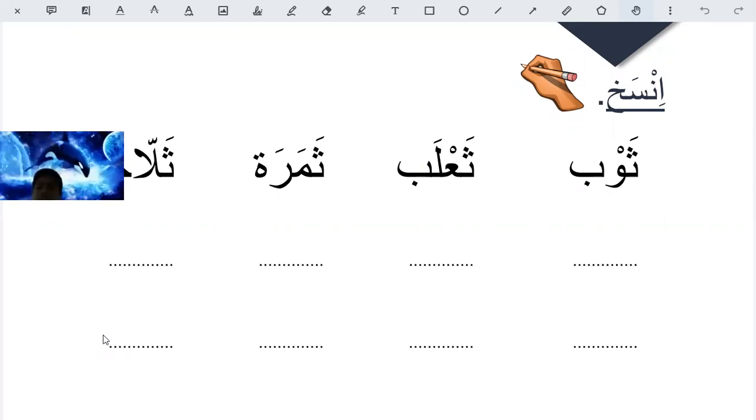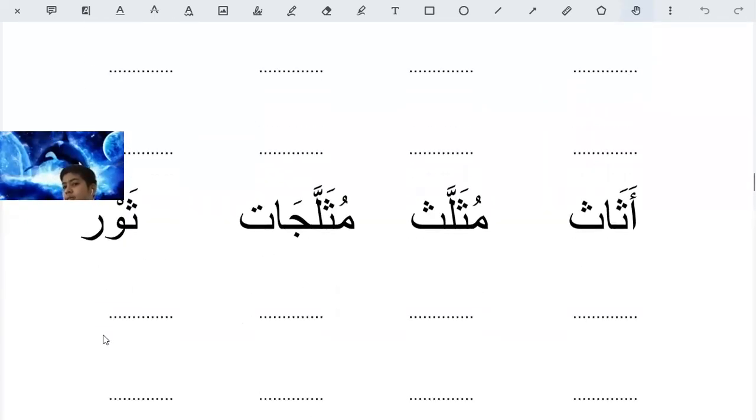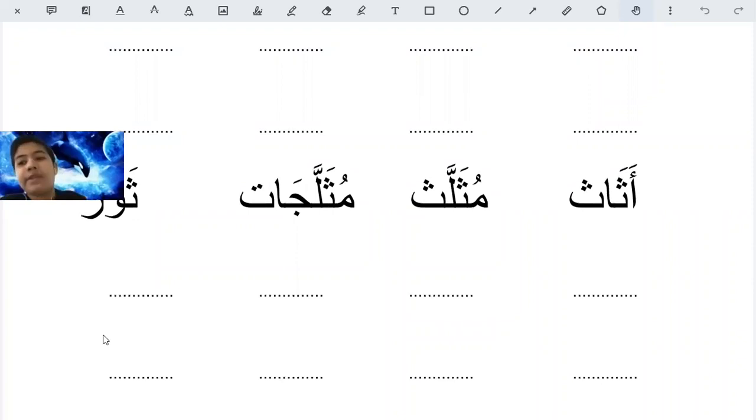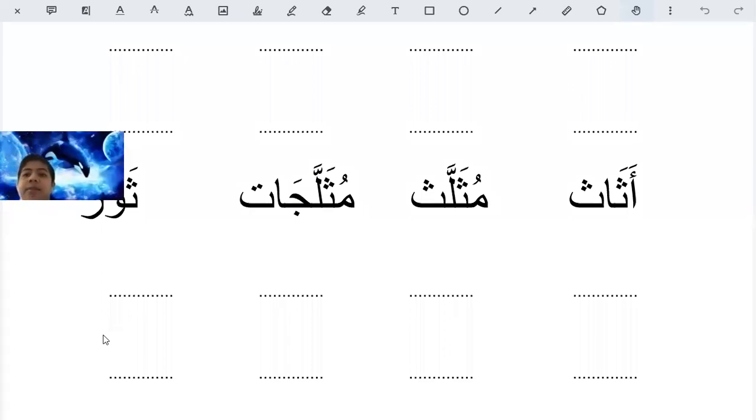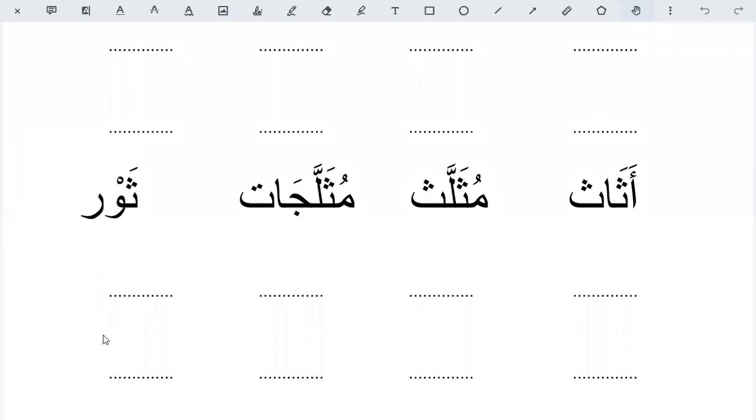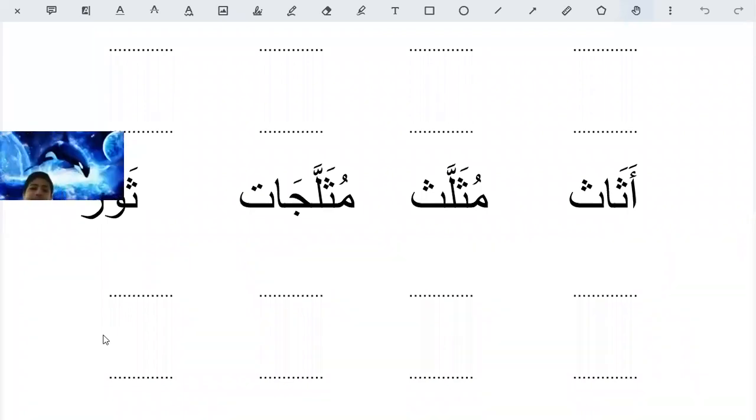Samara is fruit tree. Good. Sallaja is fridge. Fridge, refrigerator, okay. Asas is furniture. Musallas is triangle. Yeah. And then musallajat is ice cream. Good. And then saur is ox. Musallajat means ice cream and saur means ox. Good.